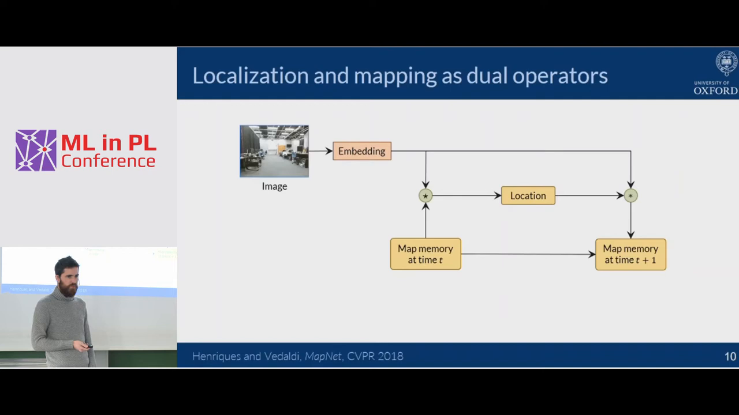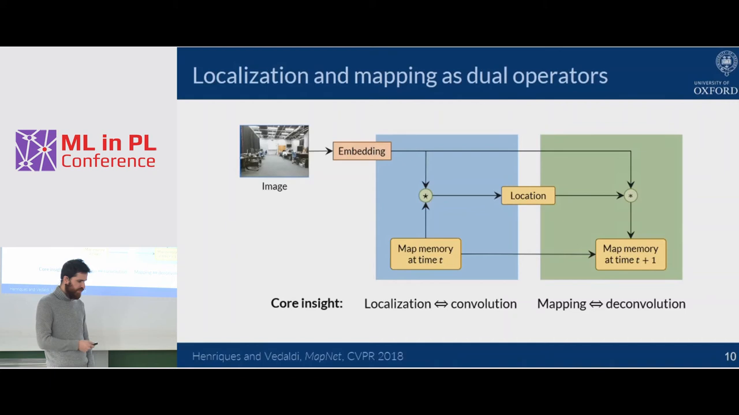So the main message of the paper, and I'll get to what these boxes mean in a second, is that you have this dual pair in localization and mapping: localization as convolution on this two-dimensional grid, and mapping as this deconvolution.